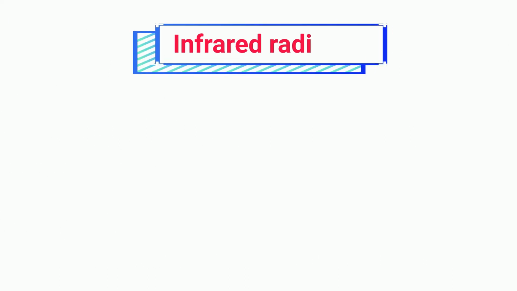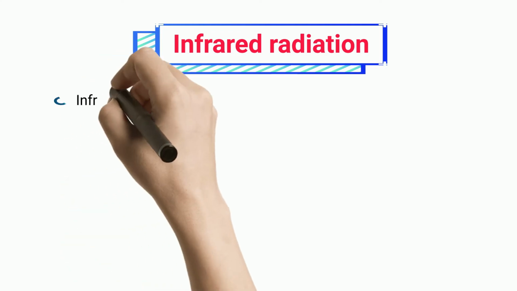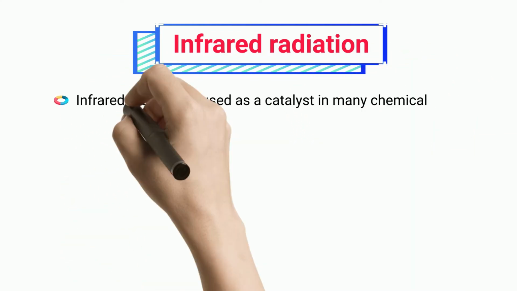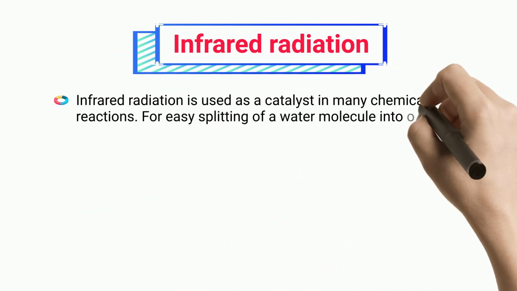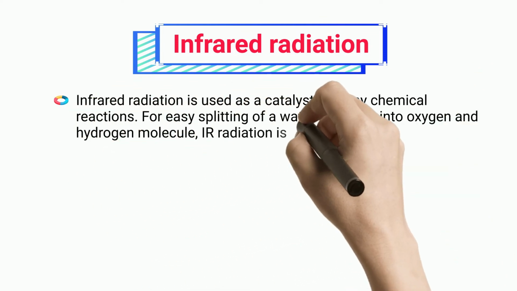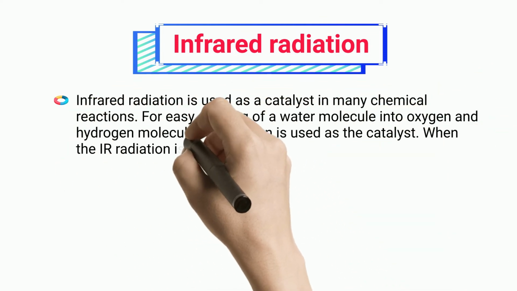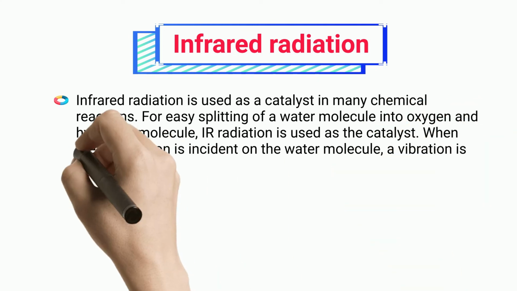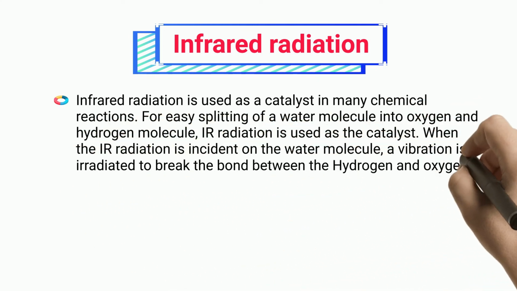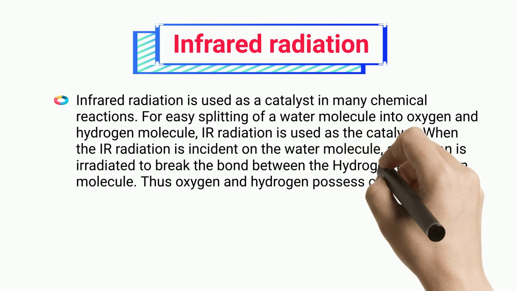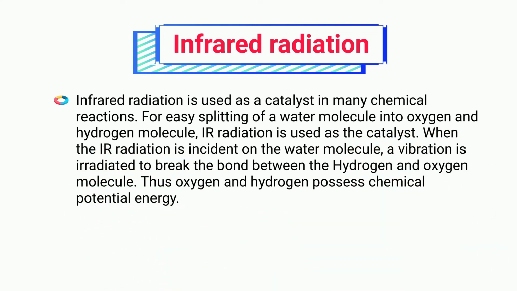Infrared radiation. Infrared radiation is used as a catalyst in many chemical reactions. For easy splitting of a water molecule into oxygen and hydrogen molecule, IR radiation is used as the catalyst. When the IR radiation is incident on the water molecule, a vibration is irradiated to break the bond between the hydrogen and oxygen molecule. Thus, oxygen and hydrogen possess chemical potential energy.